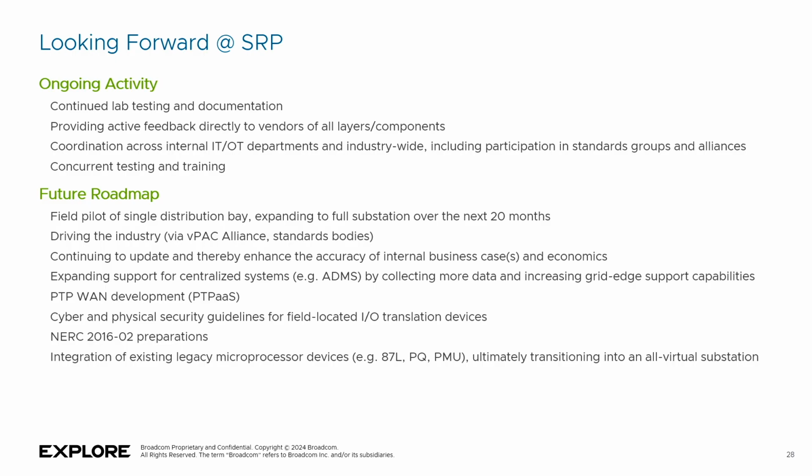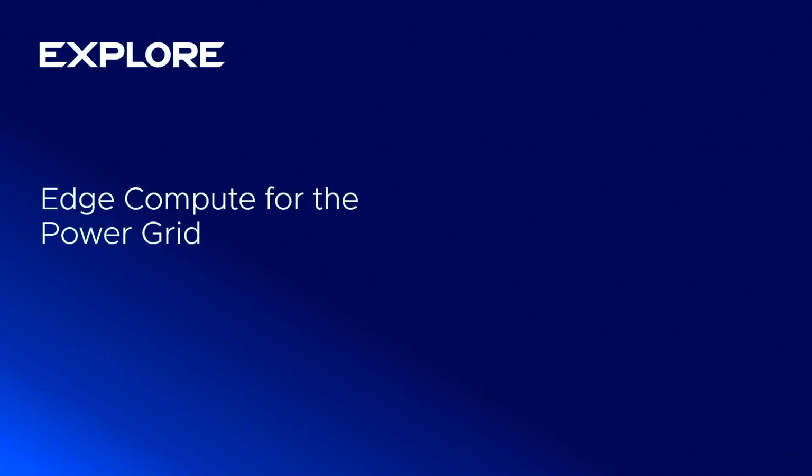We'll continue to update our cost models and make them even more accurate. We'll expand on the data that goes to our centralized systems and some of these other things I mentioned. It is helpful, I'll say, that NERC 2016-02 has passed. This helps facilitate virtualization in our regulatory standards. And then, of course, this has to mix with our legacy devices as we first introduce it to substations. And with that, I'll pass it back over to Ram. Thank you, Anthony.